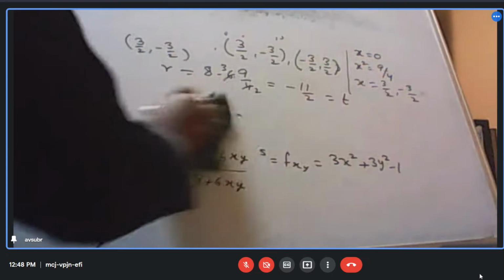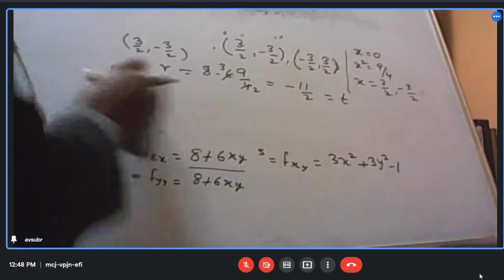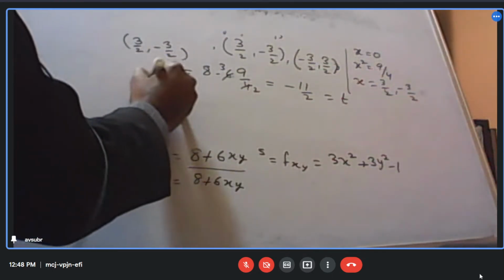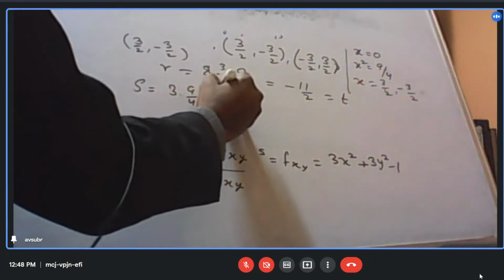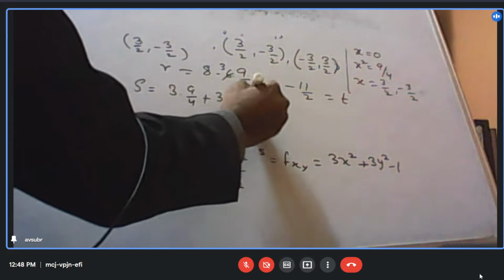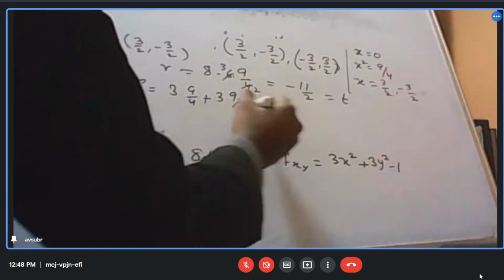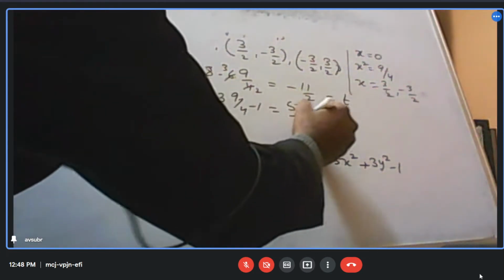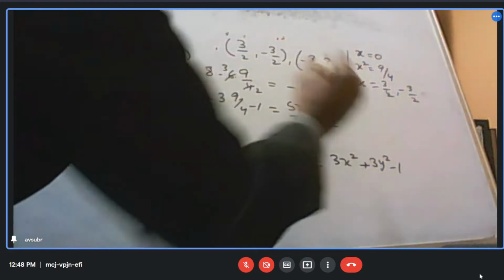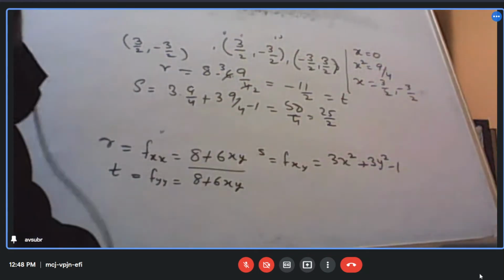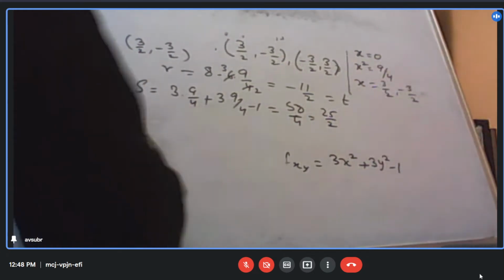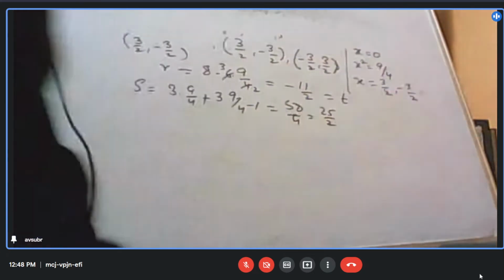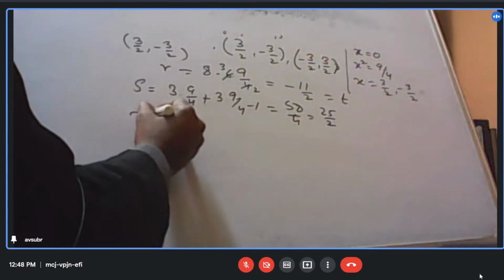And S will be equal to 3 into 9 by 4 plus 3 into 9 by 4 minus 1. So this will be 50 by 4, that is 25 by 2. Is it okay? Yes, sir. Alright.